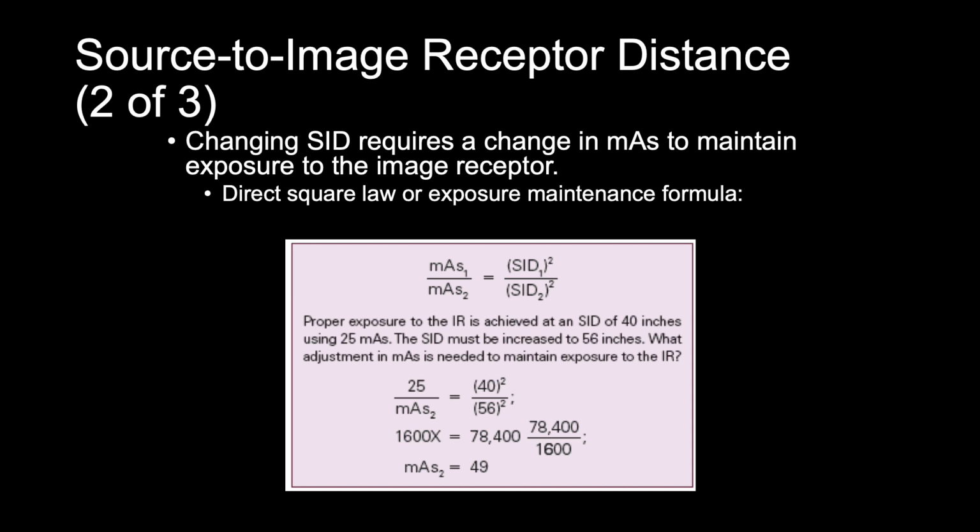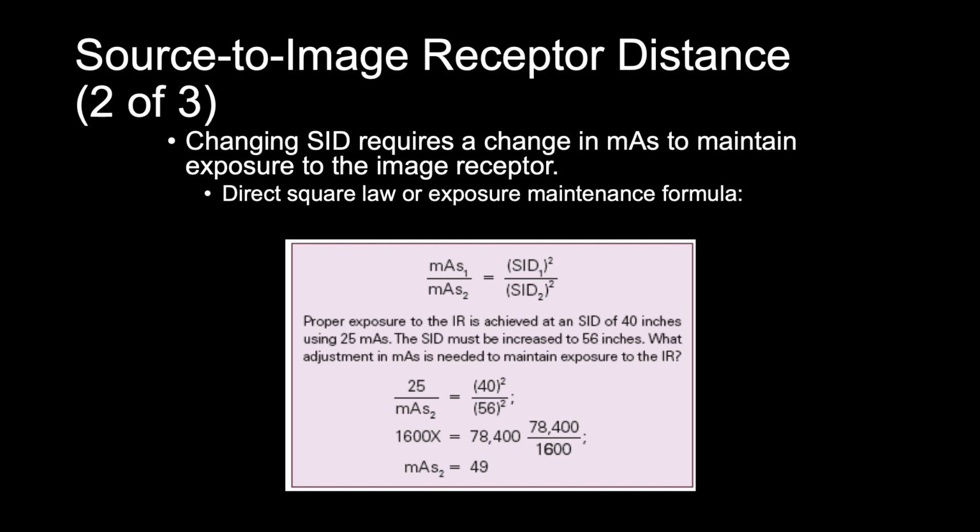Shown is the mathematical equation for the inverse square law, or the exposure maintenance formula. You have mAs1, which is your original mAs, divided by mAs2, which is our new mAs, equals SID1, your original SID, squared, divided by SID2, your new SID, squared. That will give you your adjustment in mAs and what your new mAs needs to be. So you will be solving for mAs2.